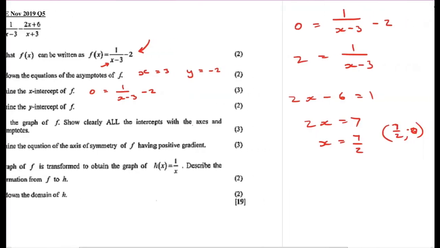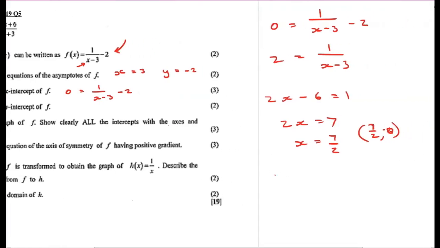Right, determine the y-intercept. For only 2 marks, the y-cut's always the easy one. So y will equal 1 over minus 3 minus 2. X is no longer there. And 1 over 3 minus 6 over 3 is negative 5 over 3. Okay. All right, and again, what did we do here? I made x 0. And it spat out negative 5 over 3. Everybody happy with my 5 over 3?